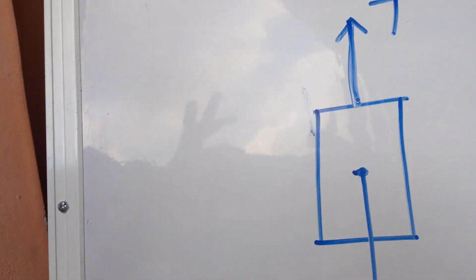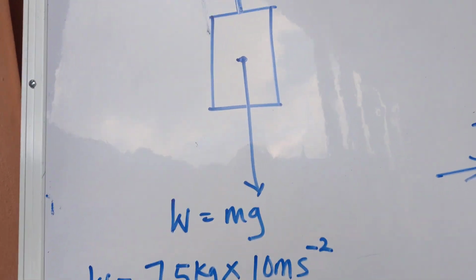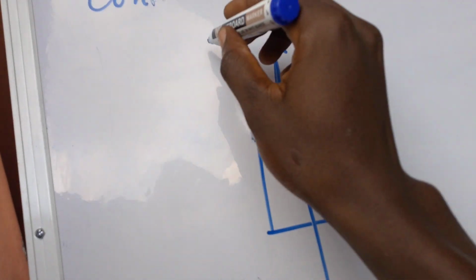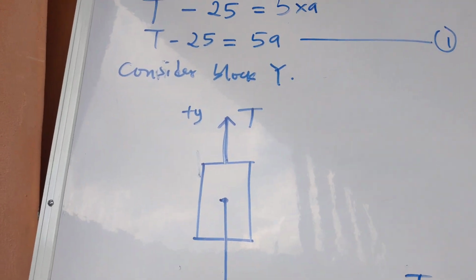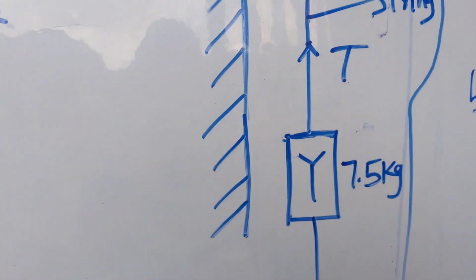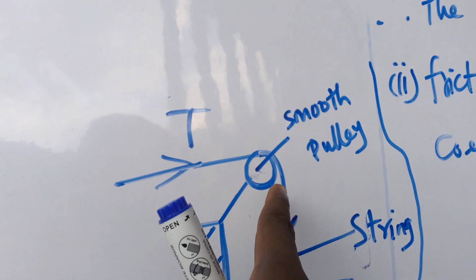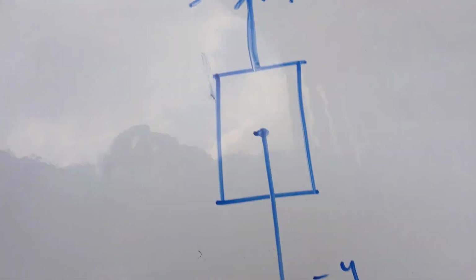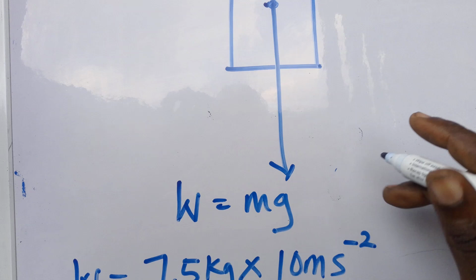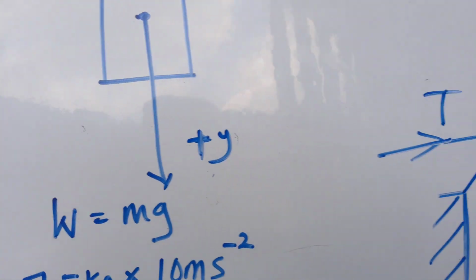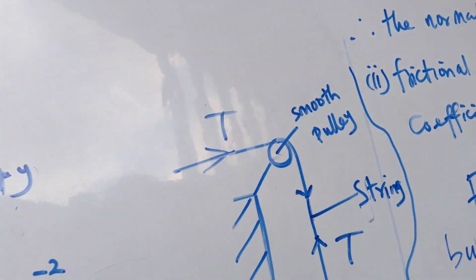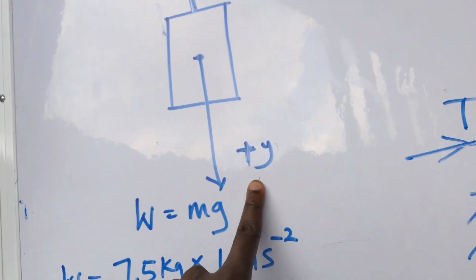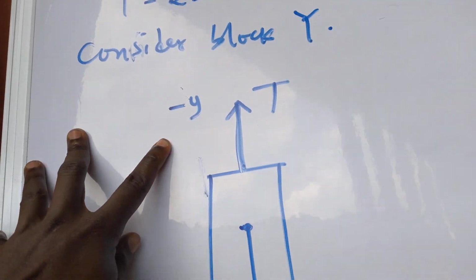So we know our directions: if your body is coming downwards, it is negative Y, and if it's going upwards, it is positive Y. But in this case, it will change, because this block is connected to a smooth frictionless pulley. So the direction changes. Coming downwards now, you take it as positive Y, and going upwards, you take your direction as negative Y.